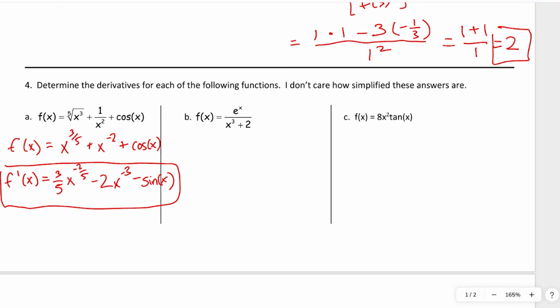B is e to the x divided by x cubed plus 2. So we're going to need to use the quotient rule. Derivative of the top is just e to the x. Nothing happens with that one.